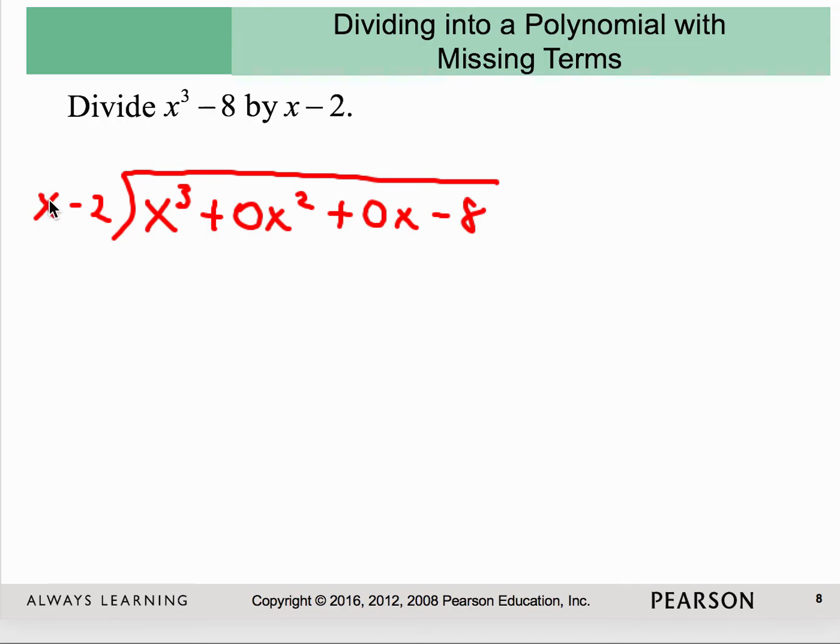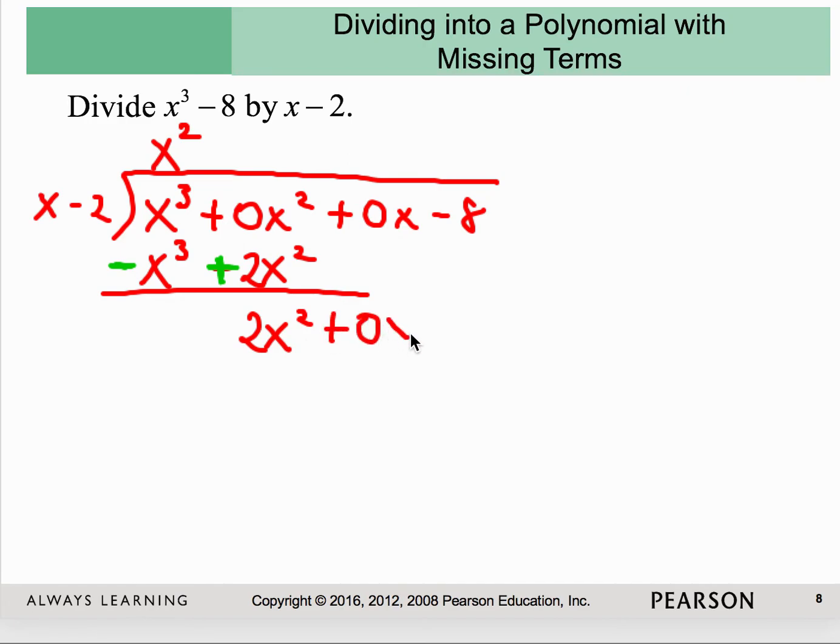All right. What do you got to multiply x by to make it x cubed? I need 2 more x's to get 3. So x squared times x is x cubed. X squared times negative 2, negative 2x squared. And then, you got it, change your signs. Okay, 0. 0 plus 2x squared is 2x squared. Bring the next one down.